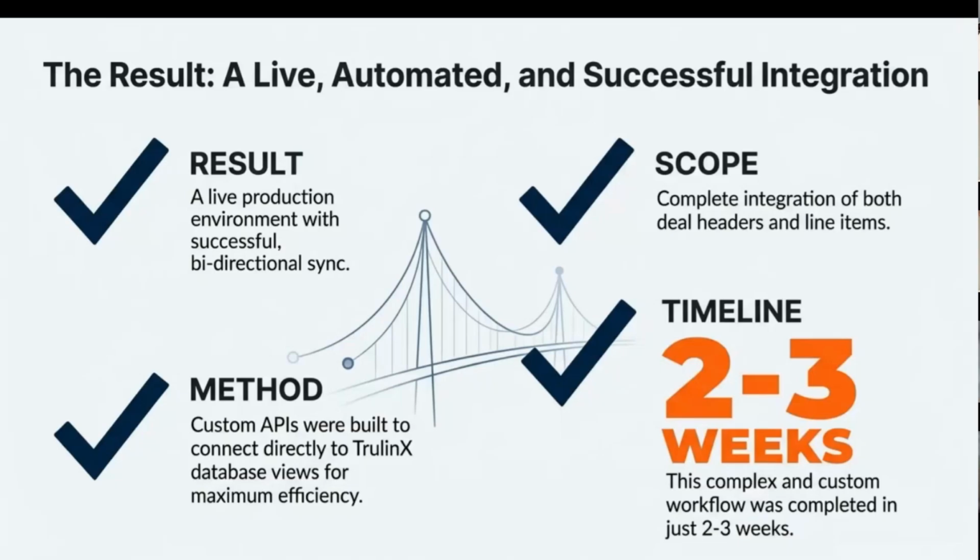So in terms of the result, we were able to complete the entire project within 2 to 3 weeks. We were able to integrate not only the deal, we also added line items to that as well. We were able to create the custom APIs in TrulinX. The way we were able to fetch data in TrulinX was through a direct database connection via our custom APIs. That's how we fetched the data from TrulinX and sent it over to HubSpot.